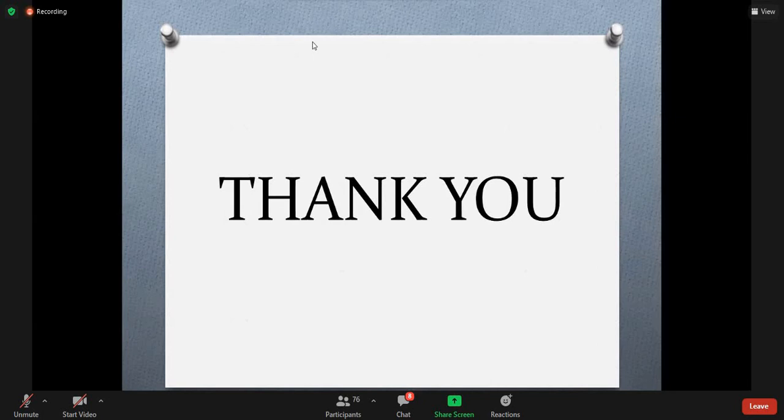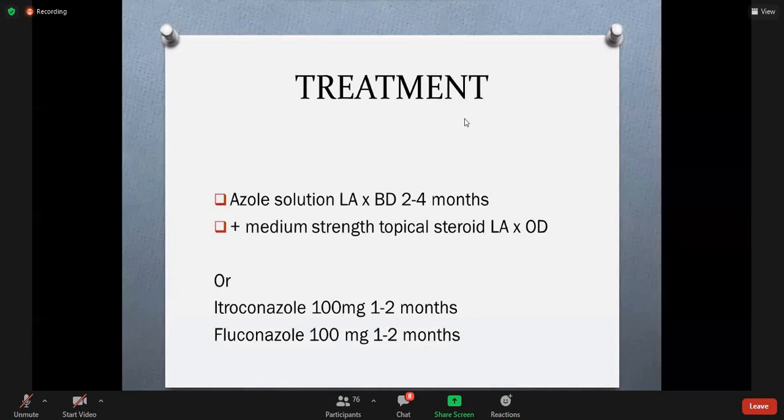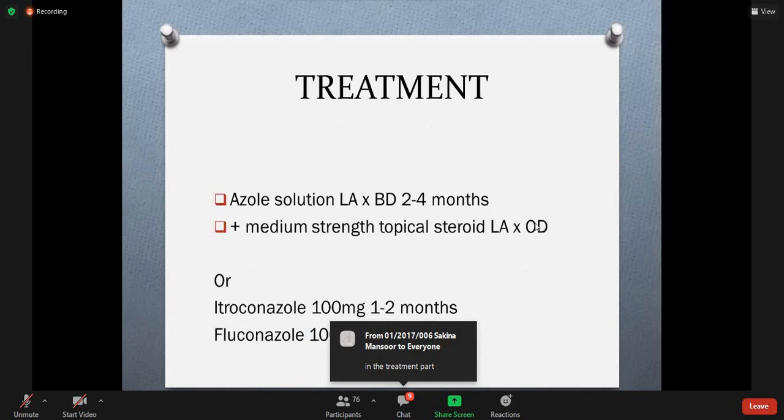Sakina, what is LA? LA, applied locally. Sakina, where did you see LA? This is a topical steroid locally applied once daily. Okay, this is locally applied once daily. Sakina, is it clear?